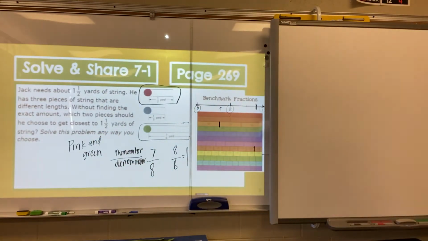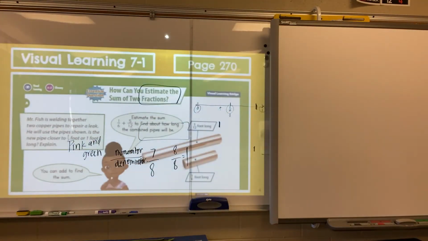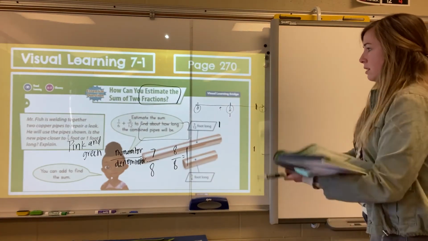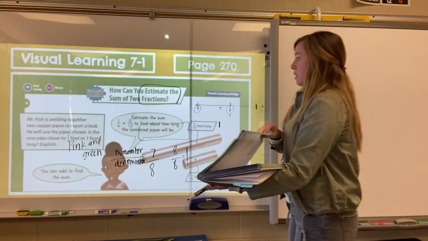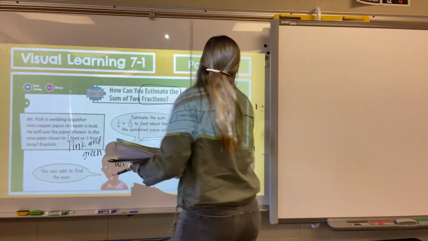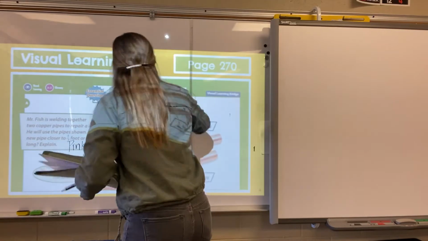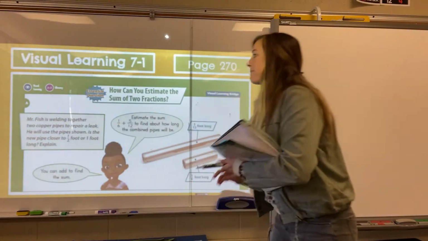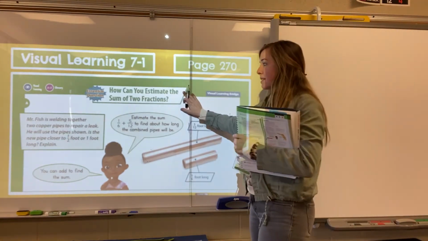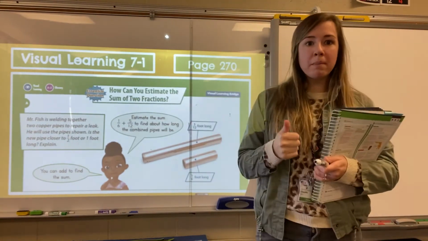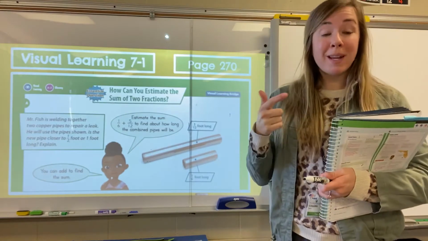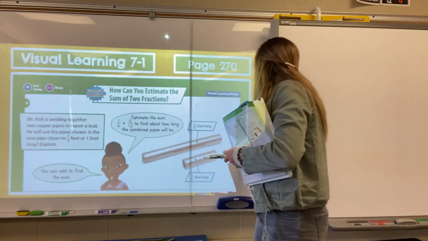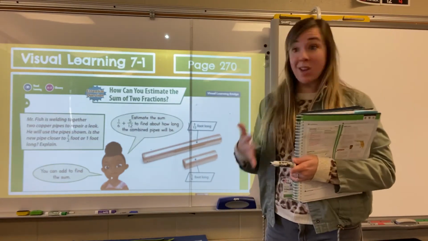Okay, let's go ahead and talk through our virtual learning bridge. Okie dokie. So how can we estimate the sum of 2 fractions? So sum, remember, is when we are adding, and when we're estimating, we're going to round these to our benchmark fractions in order to add them a little bit easier. And we're not getting exact amounts, and that's okay.